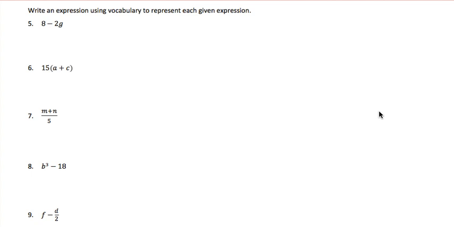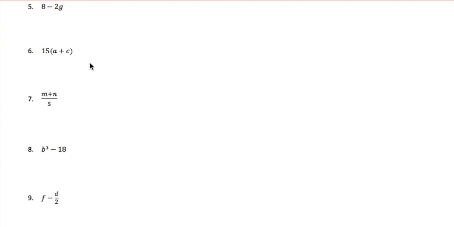Then in numbers 5 through 10, you're going to take these problems and practice writing them in word form or creating the words from the expressions. For example, the difference of 8 and the product of 2 and g, or 8 subtracted by 2 times g. There are many different ways to write each one. It's the practice on your own that is the most important. So I'll leave the rest of this for you.